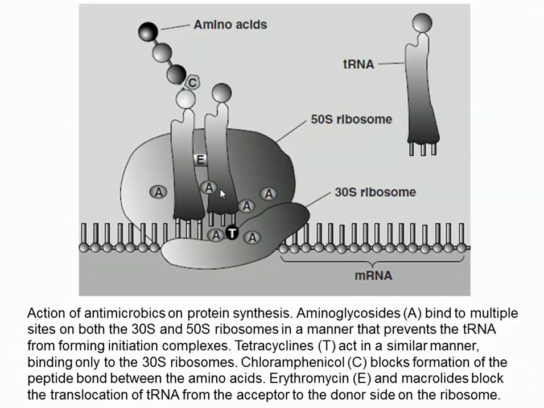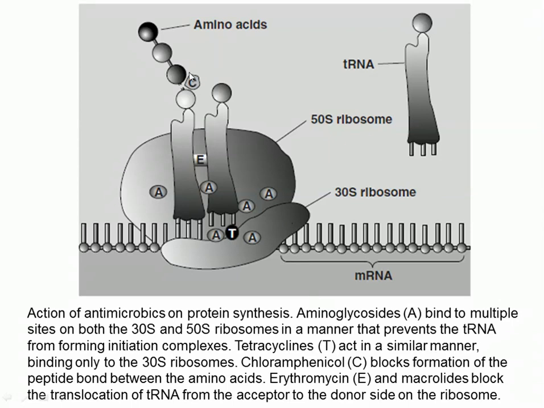So without translation, without protein, the bacteria will die. And then the other one, for example the one labeled T, which is tetracycline, acts in the same manner. They bind directly to the 30S ribosome to prevent translation.